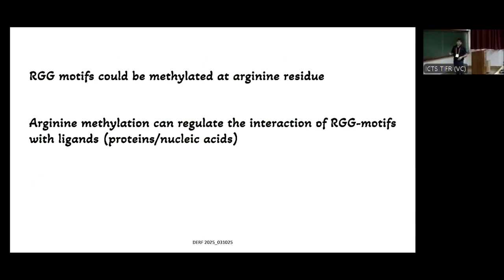These are RGG motif containing proteins, but these same motifs could be methylated at the arginine residue. It is known that RGG boxes could be sites of a PTM known as arginine methylation. Upon undergoing arginine methylation, it regulates the interaction of this motif with a variety of different ligands. It could be proteins or nucleic acids.